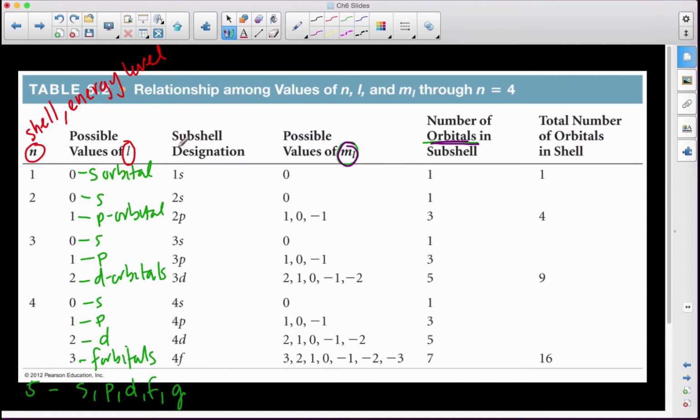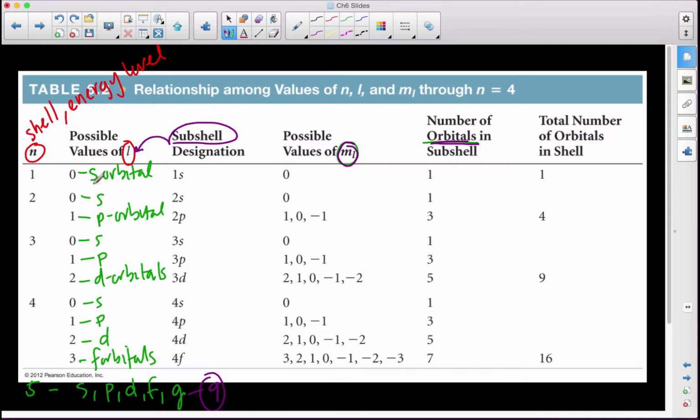If we have an s subshell, by the way, that's what that stands for, we can have a total of 1 orbital. If we have a p subshell, we can have a total of 3, which goes hand in hand with these values right here. D orbitals can have a total of 5, f orbitals can have a total of 7. By that thinking, g orbitals would have a total of 9.